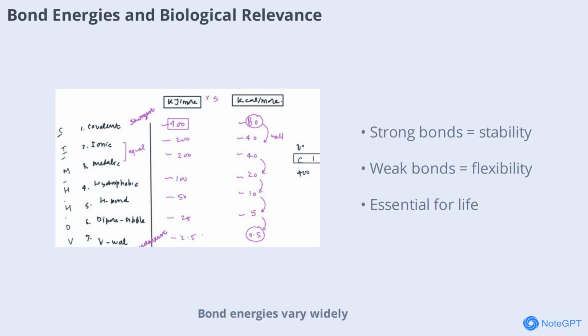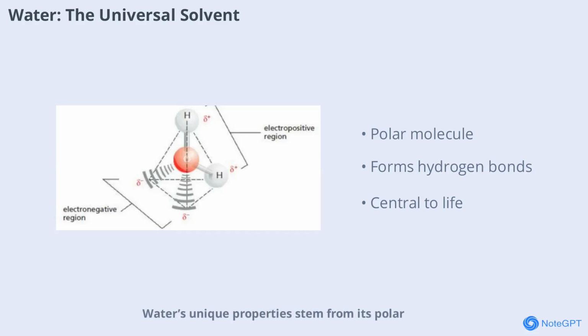Bond energies vary widely, from the strong covalent bonds that hold biomolecules together to the weak van der Waals forces that allow for dynamic interactions. In biological systems, the balance between strong and weak interactions is essential. Strong bonds provide stability, while weak interactions allow for flexibility, recognition, and regulation. This balance is at the heart of molecular biology and biochemistry. Water's unique properties stem from its polar nature and its ability to form hydrogen bonds.